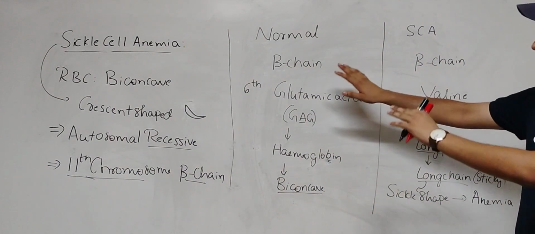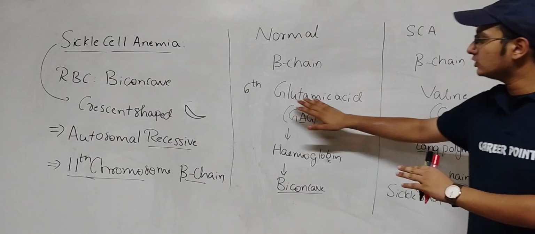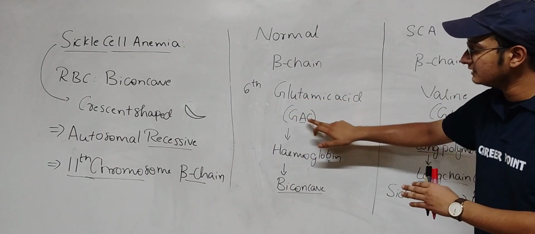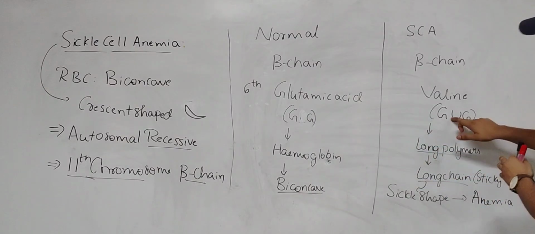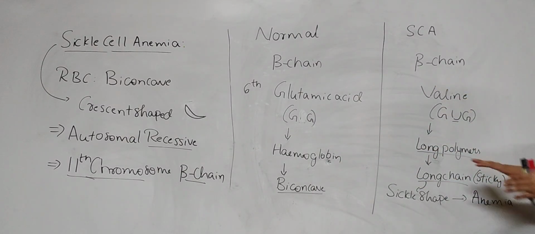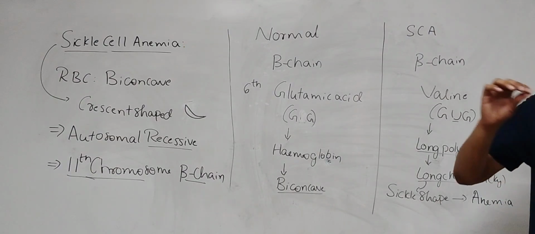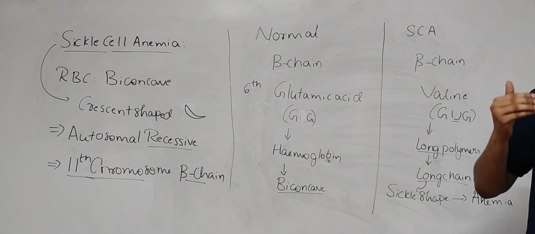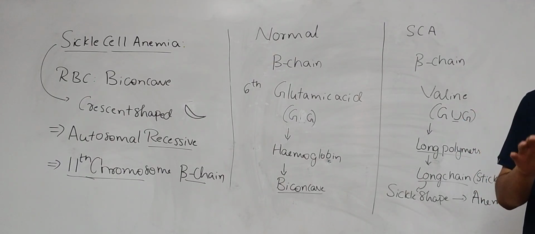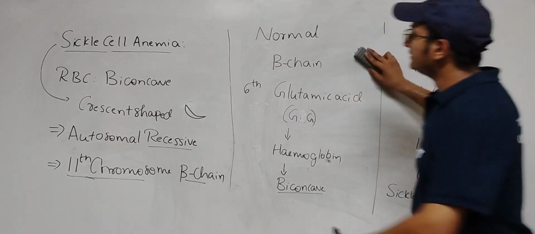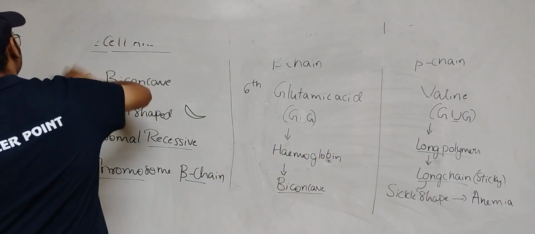So normally in the beta chain, in the 6th position, the glutamic acid is present. But here GAG is replaced by GUG, and this codes for valine. Valine forms long polymers and long chains, which makes the RBC into a long elongated structure which cannot pass through the blood vessels, and because of it, it leads to anemic condition. Now let's talk about another disease called thalassemia.